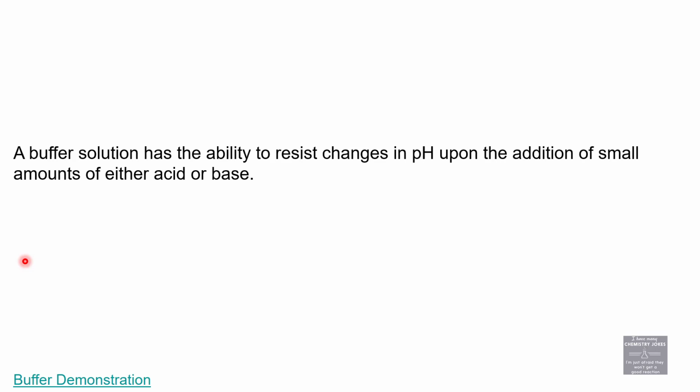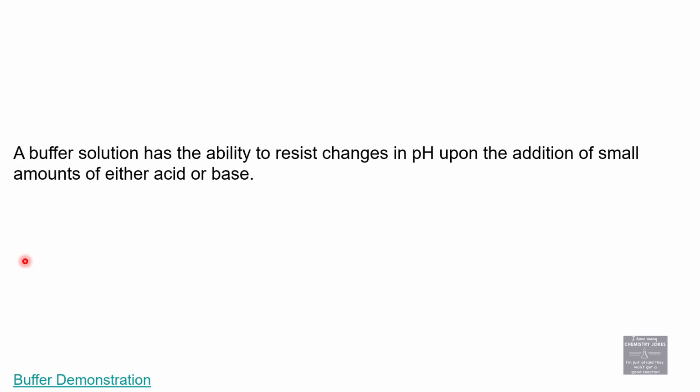So we started talking about strong things reacting with weak things. Sometimes when strong things react with weak things, we end up with something called a buffer solution. Sometimes we choose to make up a buffer solution on its own without reacting strong things and weak things. Buffers are solutions that have the ability to resist dramatic changes in pH upon the addition of small amounts of acid or base.